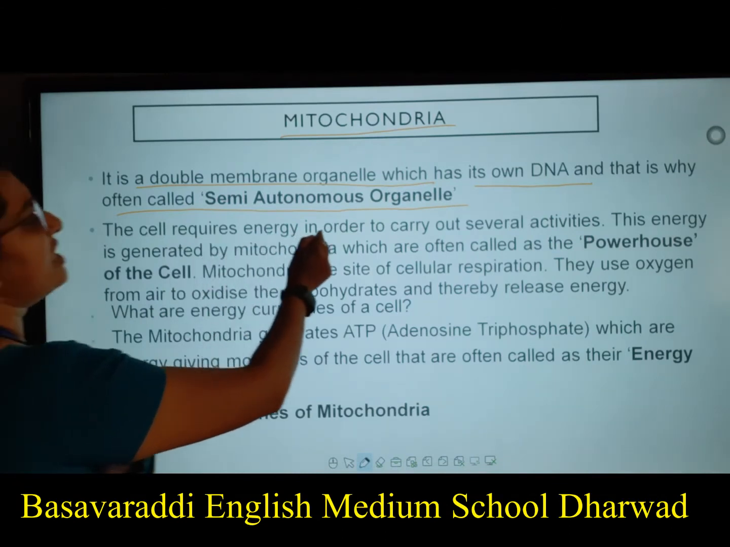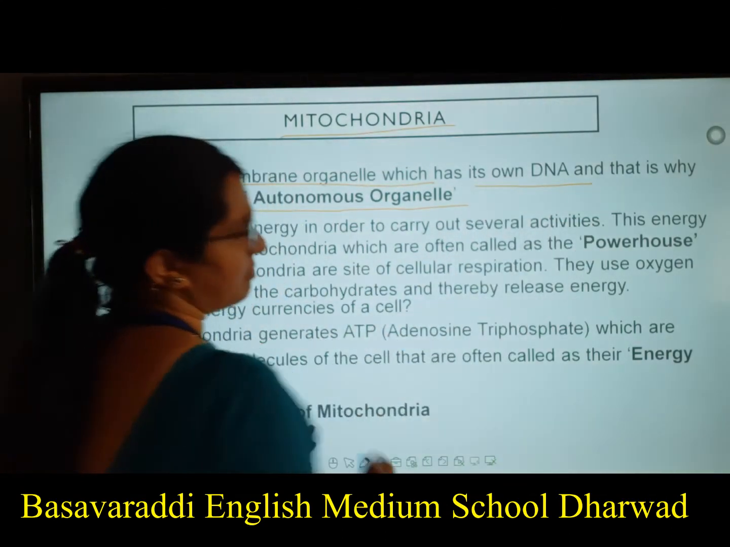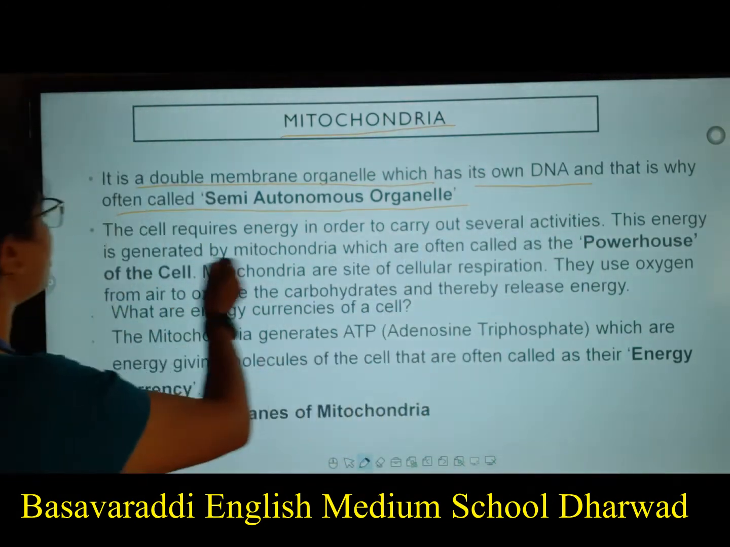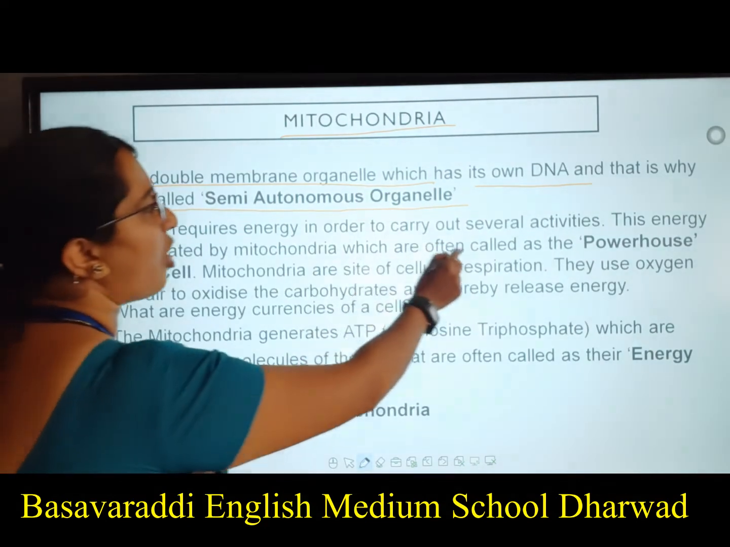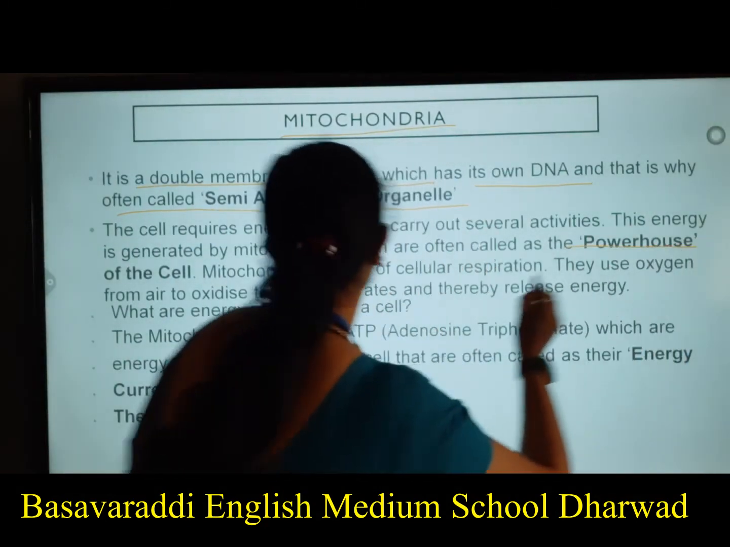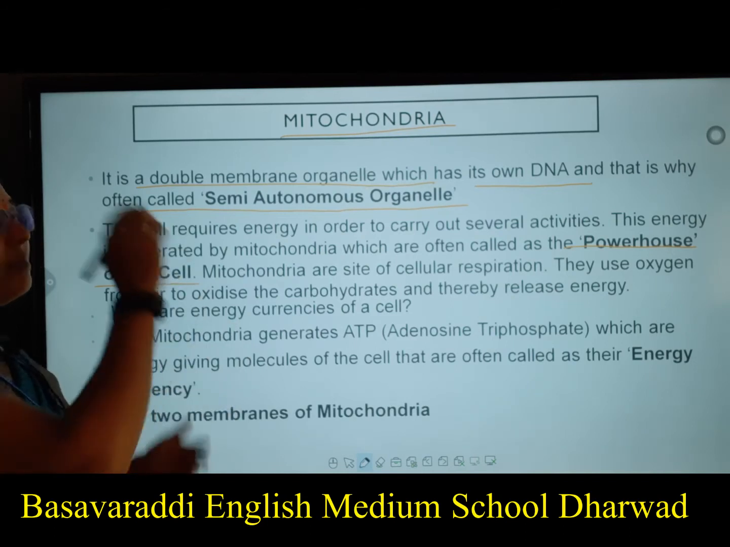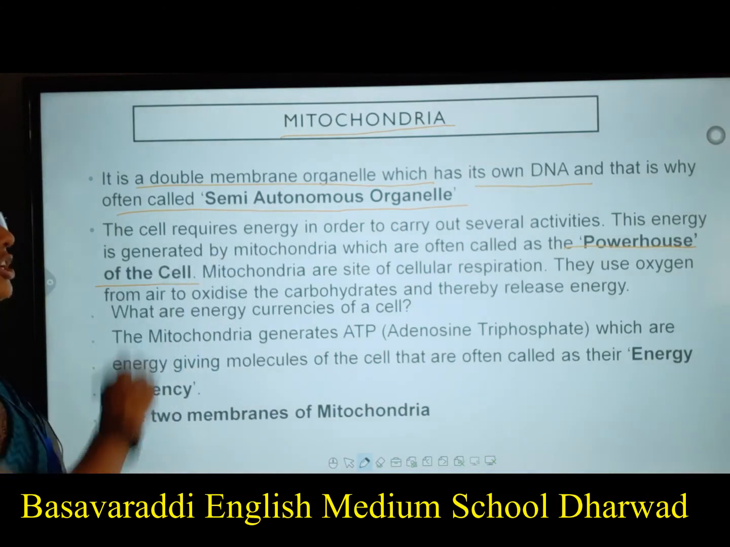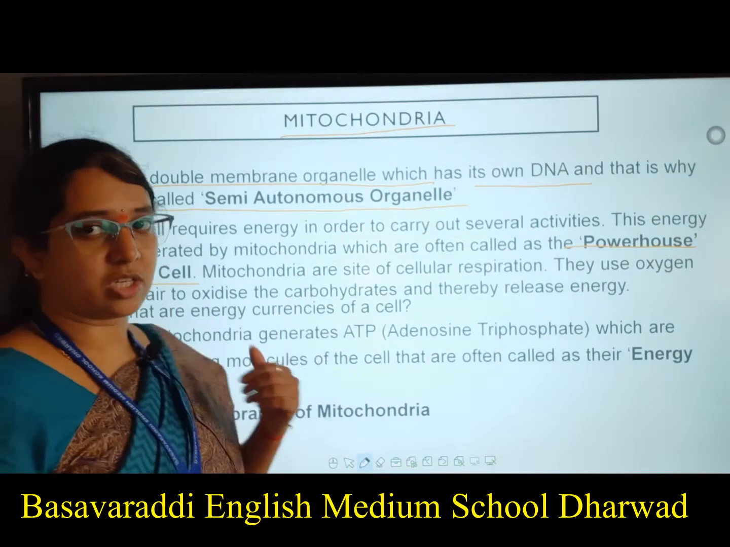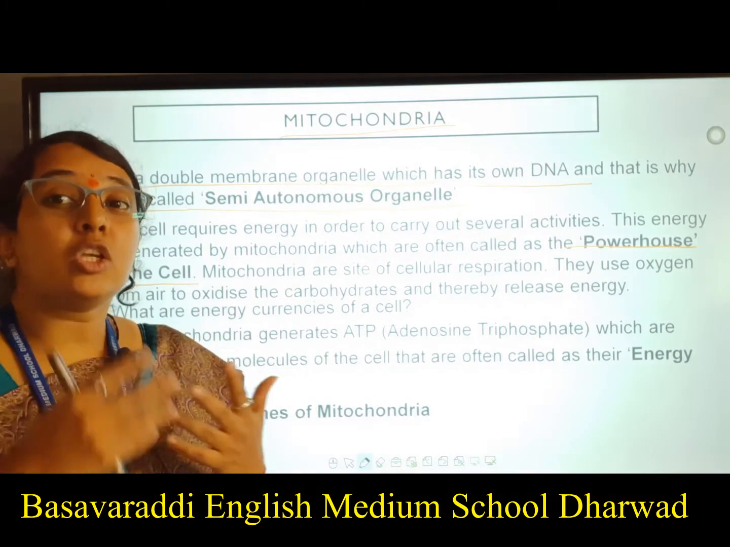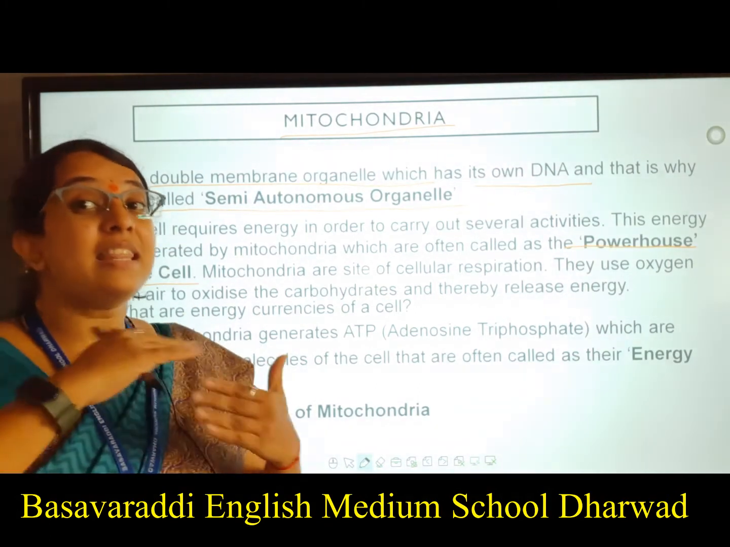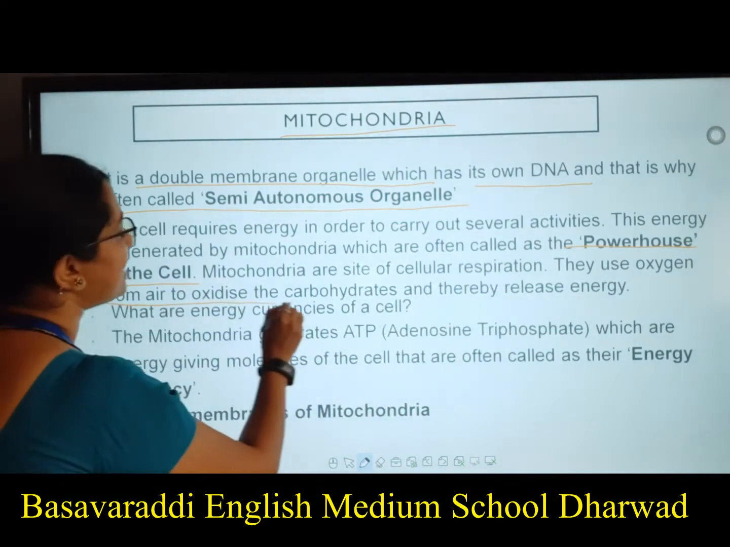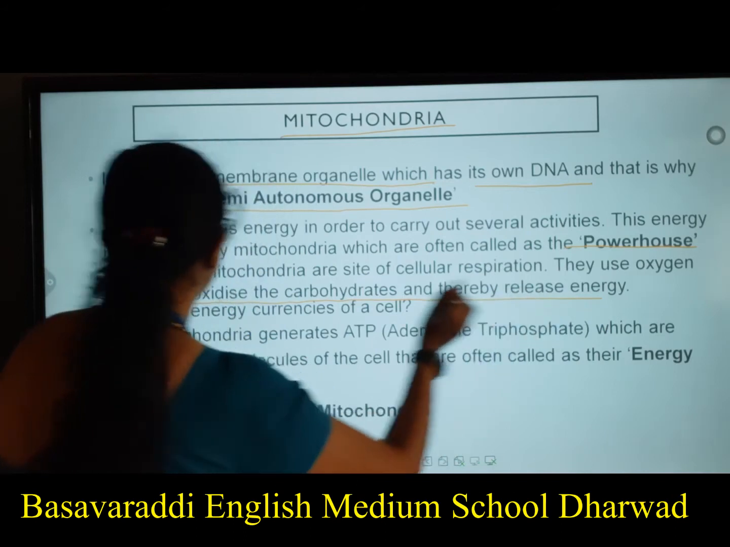The cell requires energy in order to carry out several activities. If the cell has to do a lot of work, it requires energy. This energy is generated by the mitochondria, which are often called the powerhouse of the cell. Mitochondria are the site of cellular respiration, that is, cell level respiration. They use oxygen from air to oxidize the carbohydrates and thereby release the energy.